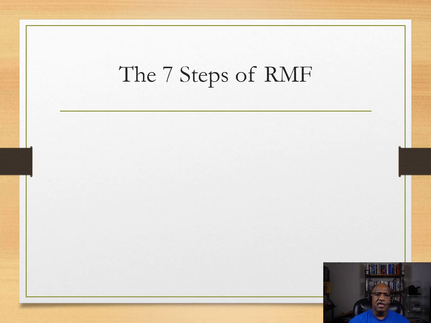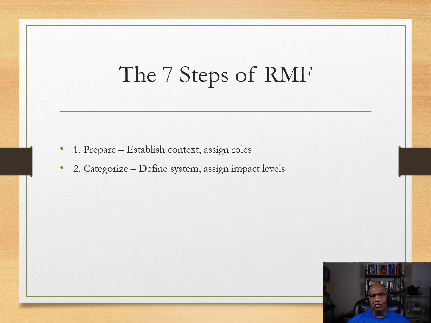And then these are the 7 steps in the risk management framework. Even though it's numbered 1 through 7, the first step is considered to be step 0. And that's the prepare step, where you establish context and assign roles. That's actually before you start the risk management framework. So a lot of times you'll hear this step referred to as step 0. The real step 1 of that is to categorize the systems in the risk management framework. And you do that by defining systems and then assigning impact levels to systems.